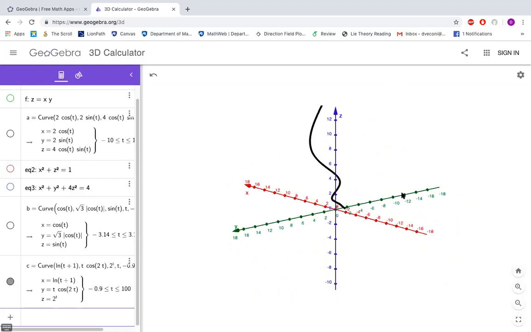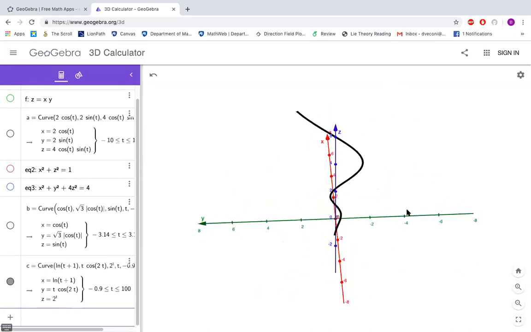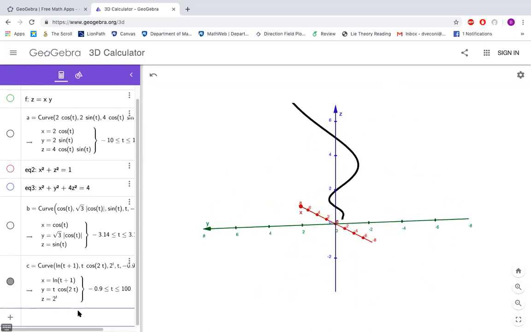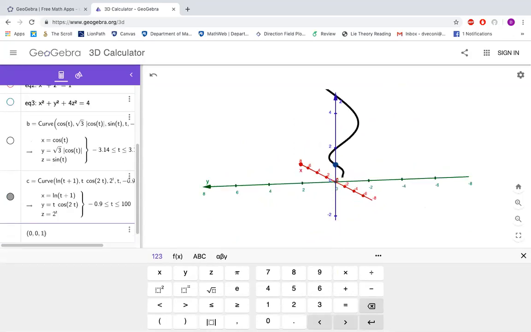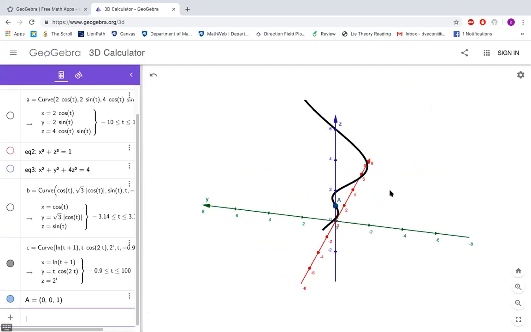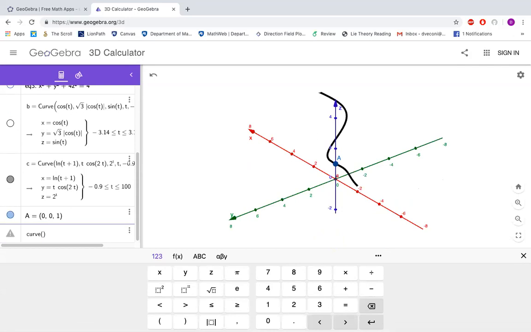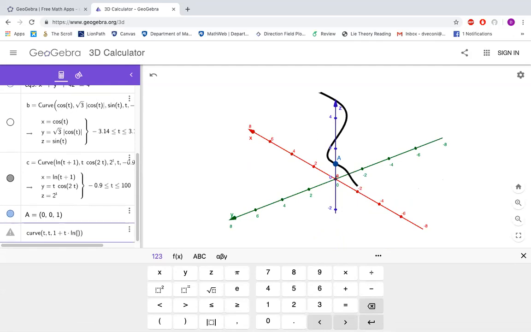What we really care about, though, is the behavior of this thing at 0, 0, 1. That point is right there at point A. That's where we want to know about our tangent line, and we believe that tangent line is given by the curve t, 1 plus t times natural log of 2.